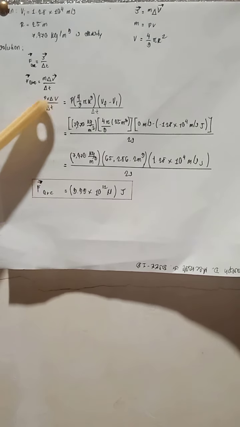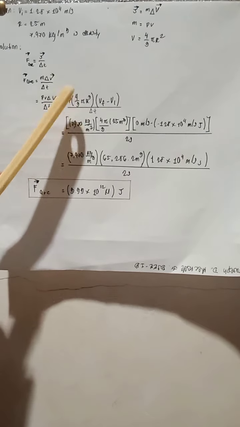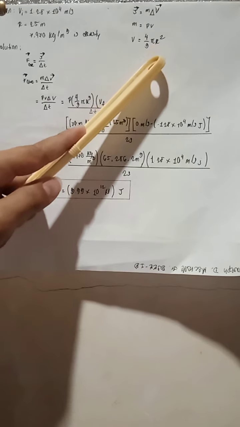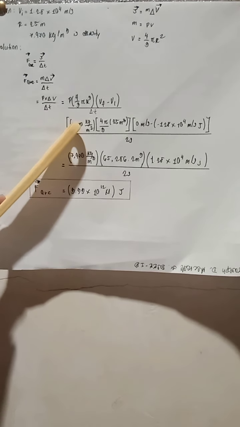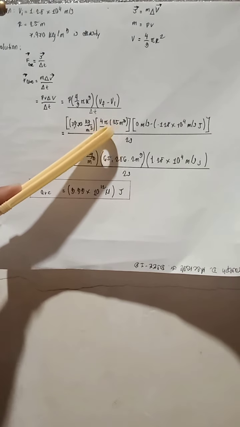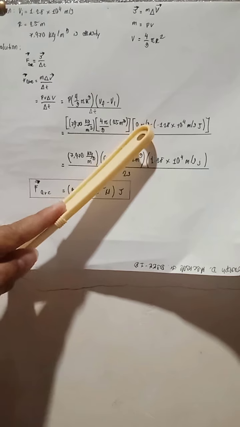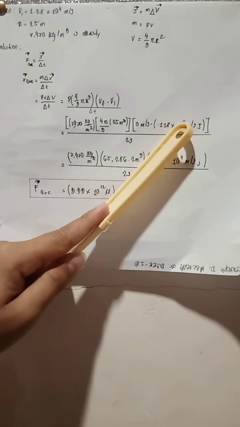So we're going to substitute into average force F = m delta V over delta T, which is P times 4/3 pi r cubed times V over delta T. So V final minus V initial over delta T is equal to 7,970 kg per m cubed times 4 pi over 3 times 25 m cubed, then 0 meter per second minus negative 1.28 times 10 raised to the power of 4 meter per second, over 2 seconds.